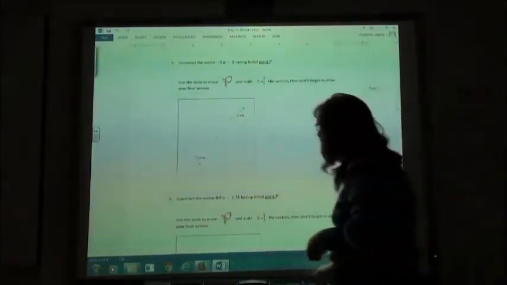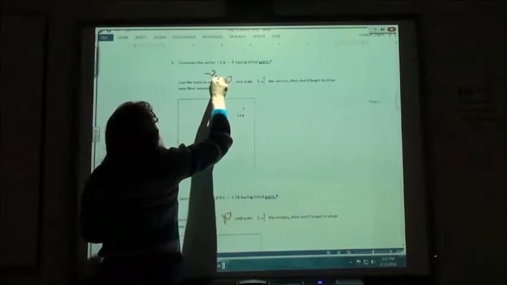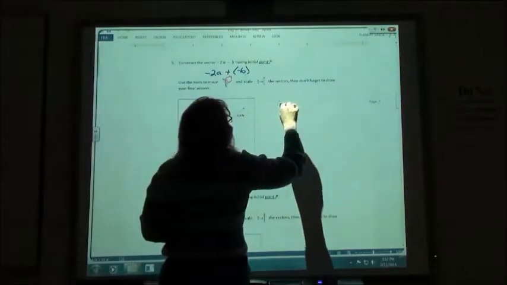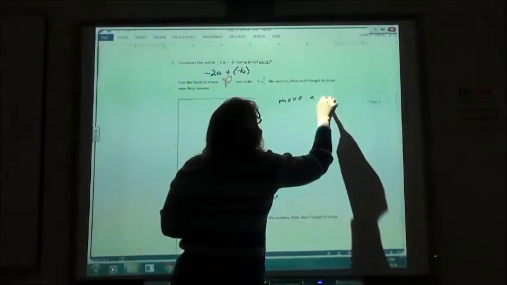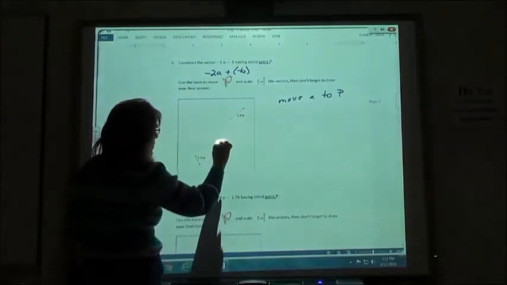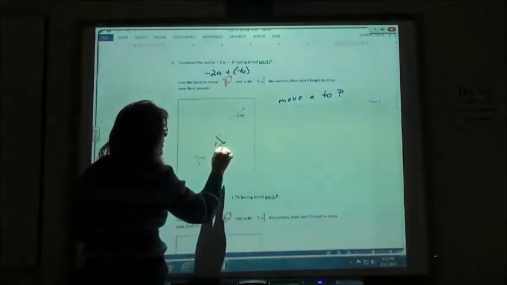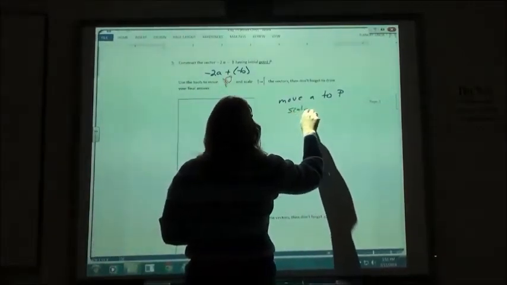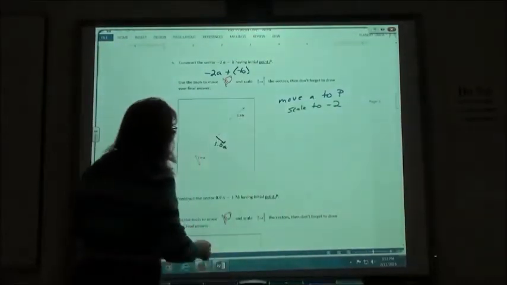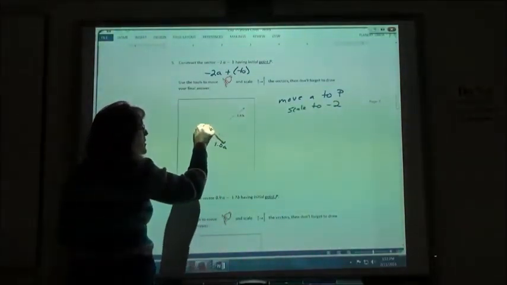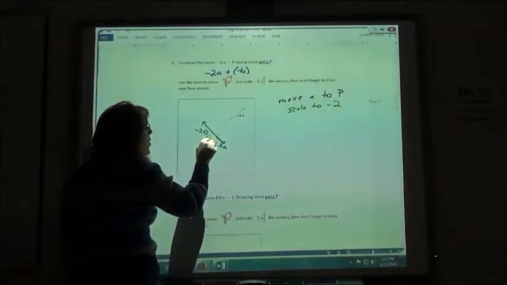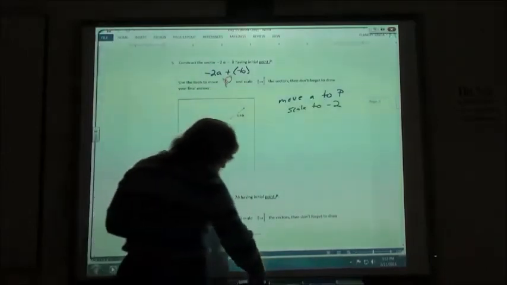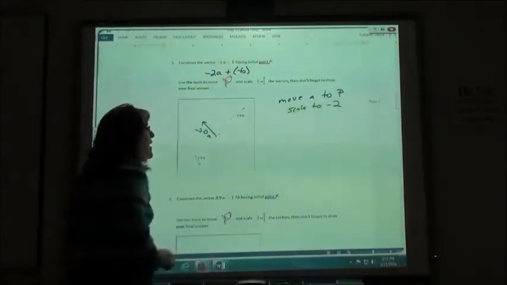So number 5, again, I want to think of this as negative 2A plus a negative B. So I'm going to start, move A to P. It's going to start out and go like this. It's at 1.0A. However, I'm going to scale it to negative 2. So now I'm going to take it, push it backwards until it says negative 2.0A. This part down here is going to disappear. It's going to end up going in the opposite direction, negative 2.